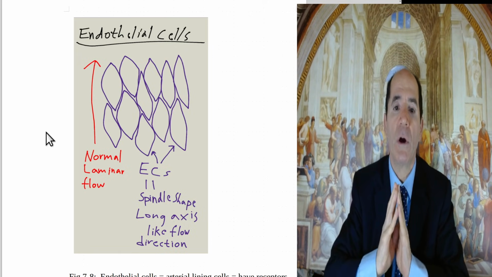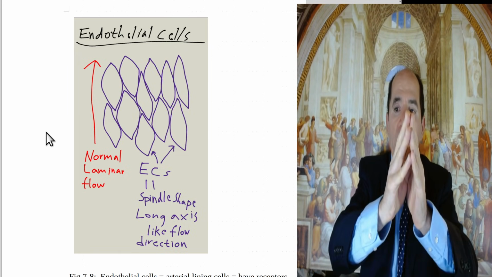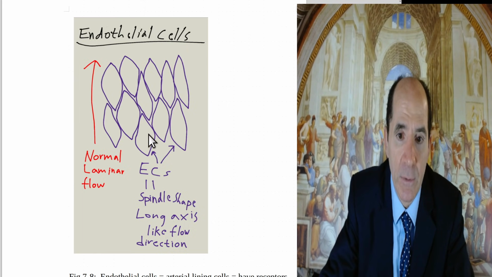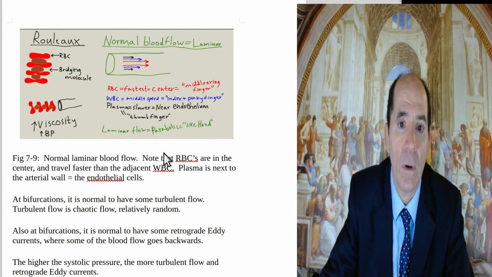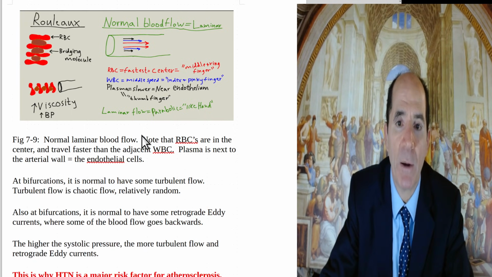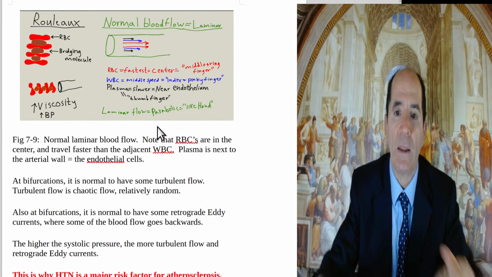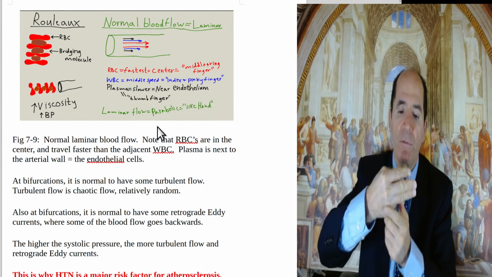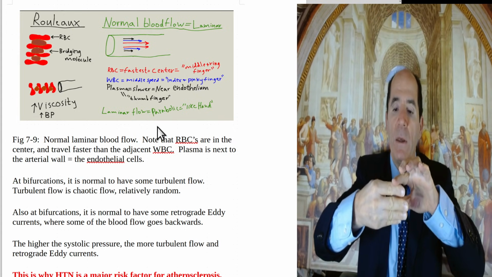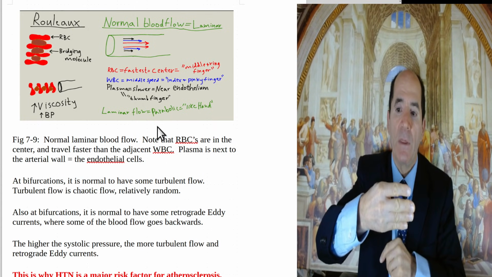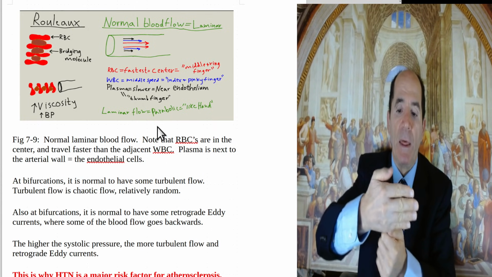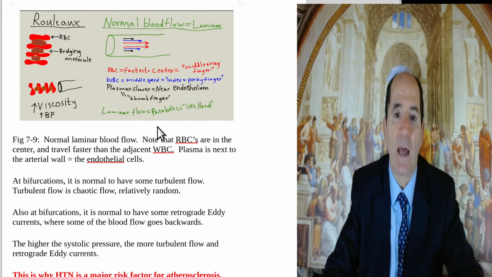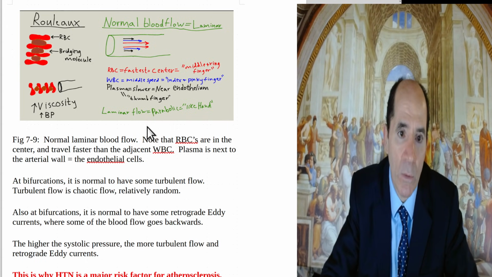So normally flow should be predominantly going in this direction along their long axis, and the flow should be what is called laminar. So laminar flow has a parabolic velocity profile like that. And the red blood cells are in the center. That would be like my two middle fingers. Then the index finger and the pinky would be like the white blood cells. And then the plasma, like my thumbs there, and that's right alongside the side of the vessel. So that's called laminar flow.